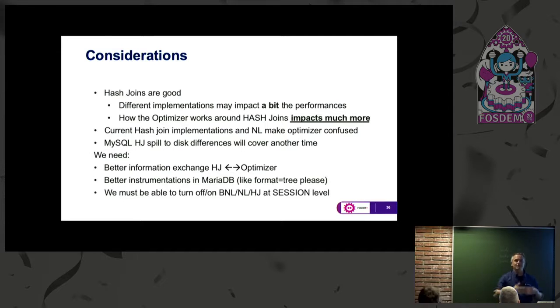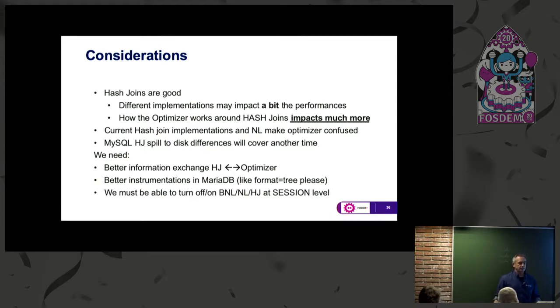Much worse than a block nested loop that is known. It's already implemented, it's there, it will take what it will take, but at least it's more or less predictable. It's already considered. I'm not saying that hash join is bad. Actually, hash join is good. I'm just saying that we need a better mechanism, a better way to provide feedback to the optimizer. And okay, MySQL having a join that spills to disk is a totally different conversation. It needs to have comparison, pairs with pairs, not with something different.